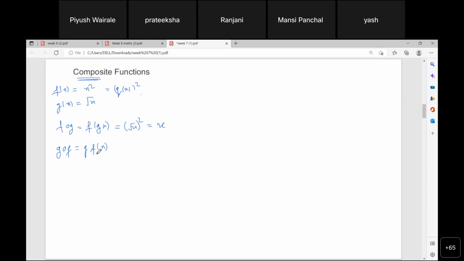And what is my graph here? The square root of x squared, that is x only, right? Now suppose I want to find out the domain of this fog. How to find out?